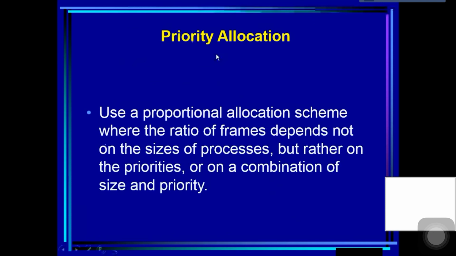And the second, priority allocation. Use a proportional allocation scheme where the ratio of frames depends not on the sizes of processes, but rather on the priorities, or on a combination of size and priority.